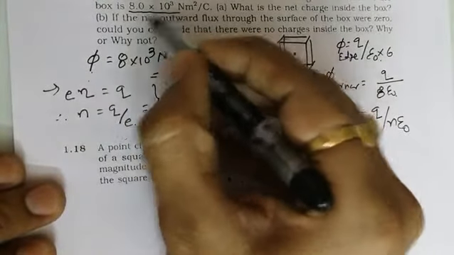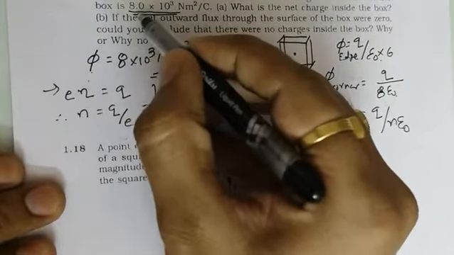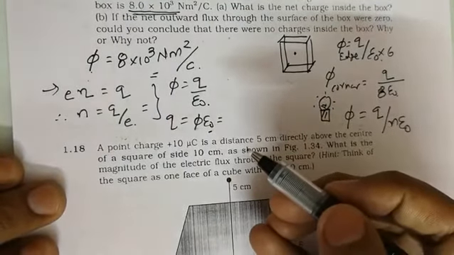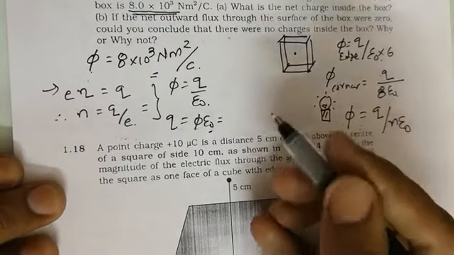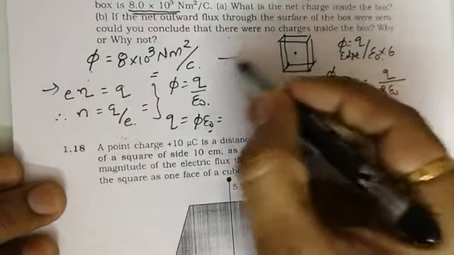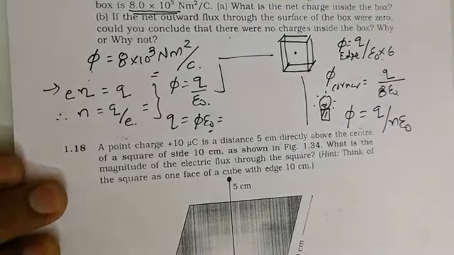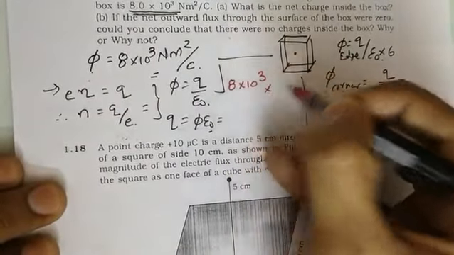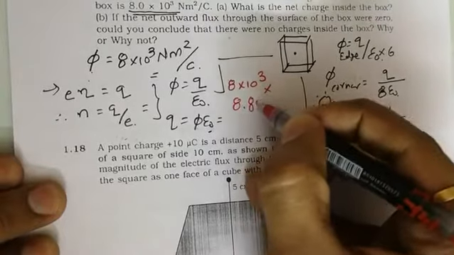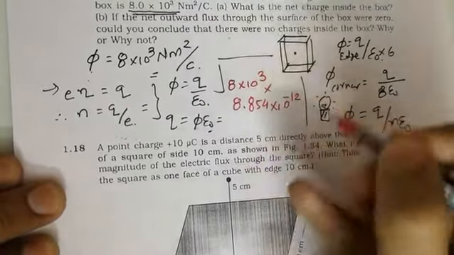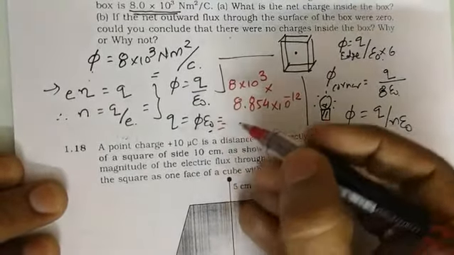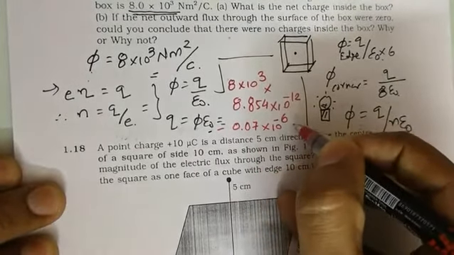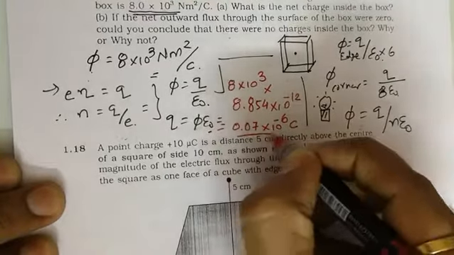Our value of phi is 8 cross 10 to the power 3 and the value of epsilon 0 is the standard value 8.85 cross 10 to the power minus 12. So I'm placing these values over here, which is 8 cross 10 to the power 3, 8.854 10 to the power minus 12, which is giving us the value 0.007 10 to the power minus 6 coulombs.